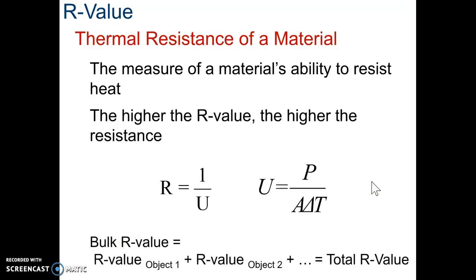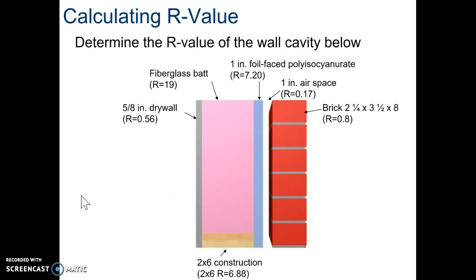More often we're talking about R values and how resistive it is, because usually we want to prevent the transfer of energy through a wall. So this is measuring the material's ability to resist heat flow through it. And they're the reciprocals of each other. The R value is the reciprocal of the U value. And if we want to get a bulk R value of many materials, you simply just add them up. So for example, let's look at our wall here.